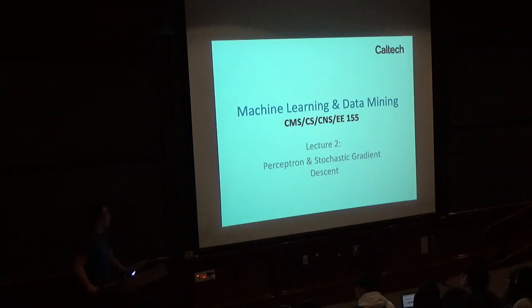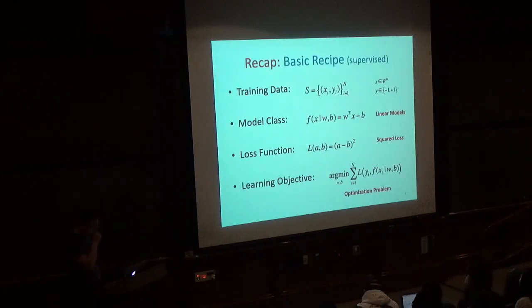Okay, welcome to lecture 2. Today we'll be looking at two learning algorithms, the Perceptron learning algorithm and stochastic gradient descent. First, just a recap of some of the things that we saw in lecture 1.